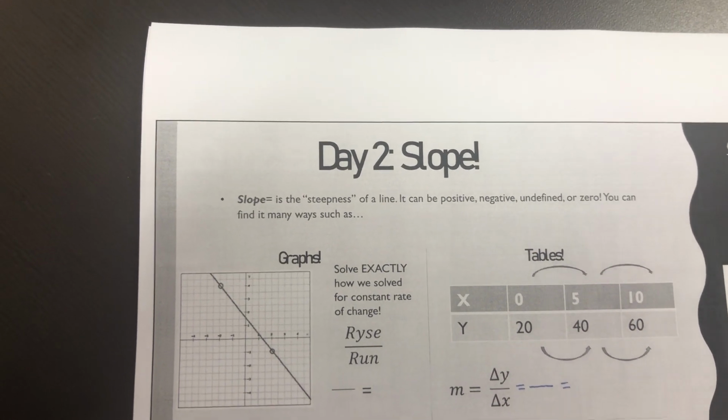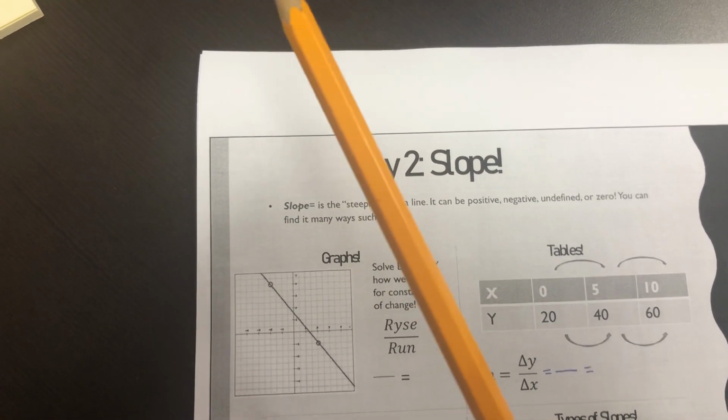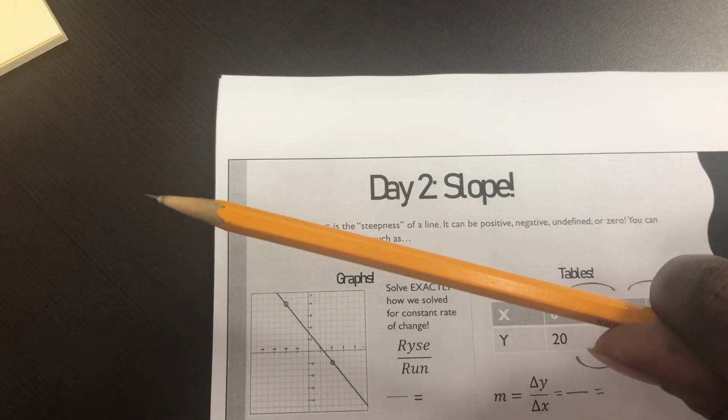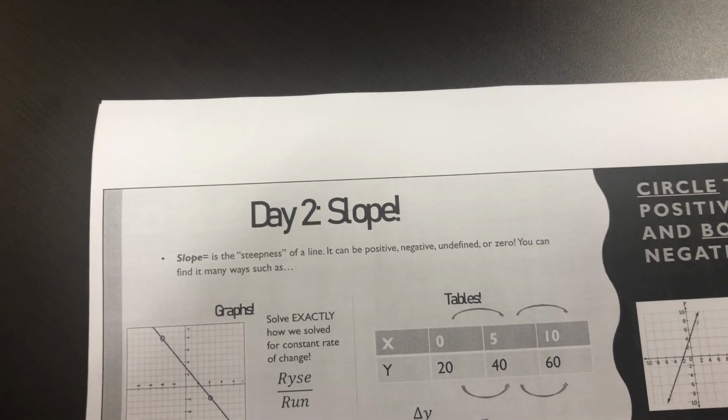Whenever you're really steep, that means your line is really close to being vertical, like, for instance, this pencil. But if you're not steep, then that means you're really close to being flat. It can be positive, negative, undefined, or zero.